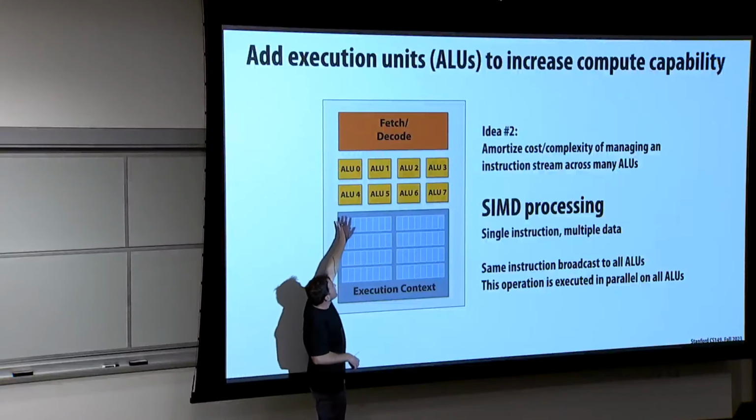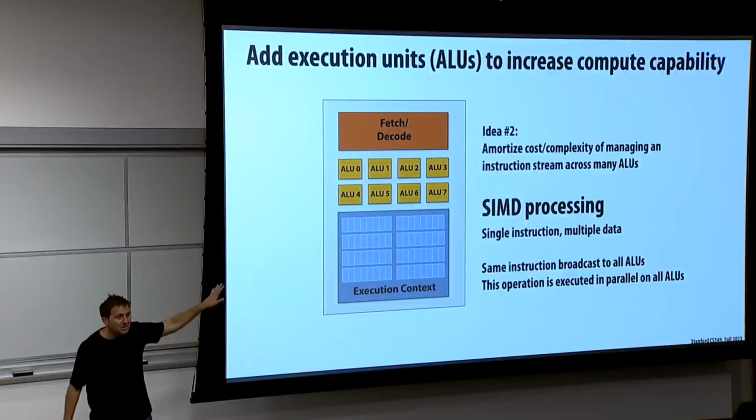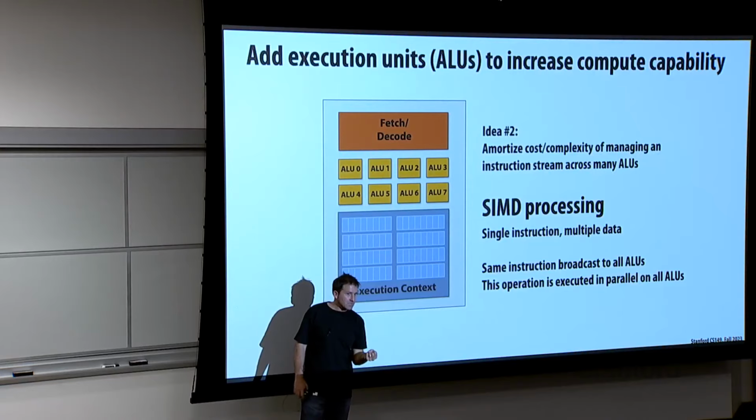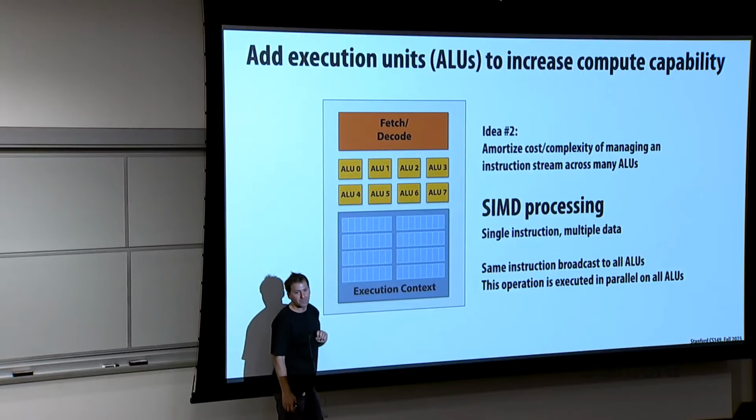But now I've replicated my ALUs. So I have 8 ALUs on this diagram, or 8 execution units. And what's going to happen is that if the next instruction is an add, we're not just going to do one add on one value. We're going to do 8 adds on 8 different values. So all of these are locked together with the same control.